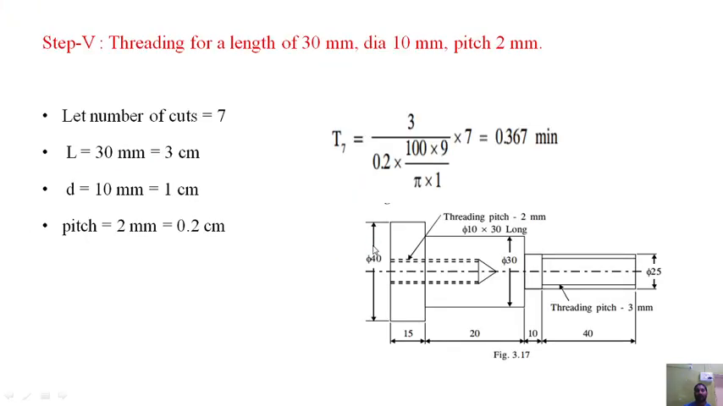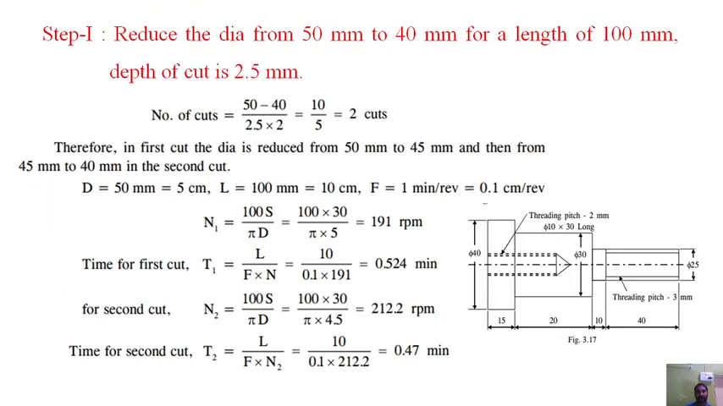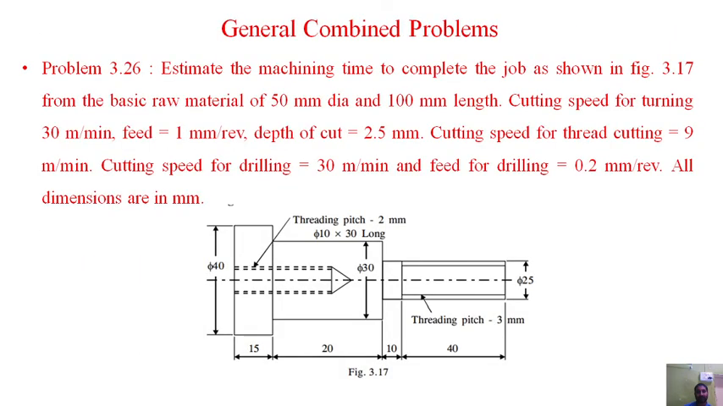So for the tapping operation, let's find the number of cuts as 7, because we have different formulas for finding the number of cuts. One formula depends upon the material. Directly we can take it for different materials, if the material has been mentioned. It is not mentioned here. Estimate the time required to complete the job, basic raw material is not mentioned.